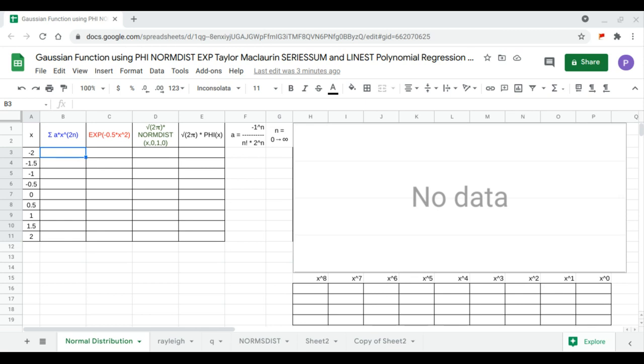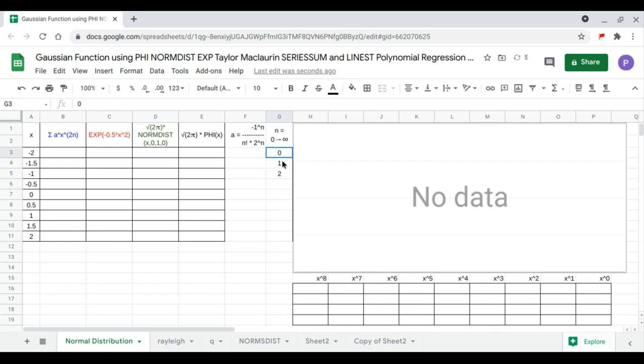In this video, we will generate the dataset and trend line of Gaussian function using the Taylor Maclaurin Series sum, the exponential function, the NORMDIST function, and the phi function. We begin with the Taylor Maclaurin Series sum, which is the summation of a times x to the power 2n, where the value of a is negative 1 to the power n all over factorial n times 2 to the power n. And the value of n is from 0 to infinity.